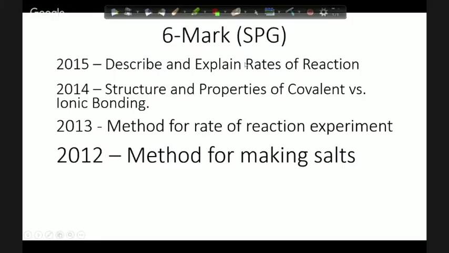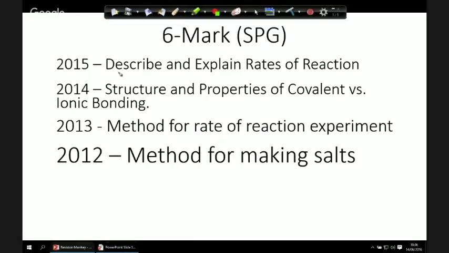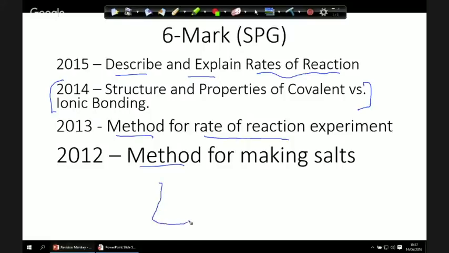So 6 mark questions then, historically, and then we'll go through a bit of the content to give you a little bit of an overview. So 6 mark questions in the past, we've had describe and explain questions in relation to rates of reaction. We've had the structure and properties of bonding. We've had a couple of method questions as well. For chemistry, they do really like method questions. For example, rate of reaction. If you have a look in your revision guide, you'll notice loads of different experiments in relation to rate of reaction. They could give you some equipment, perhaps maybe a conical flask and maybe a gas syringe.